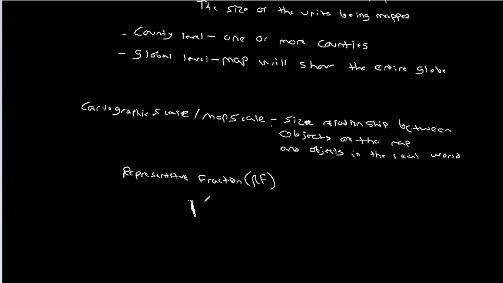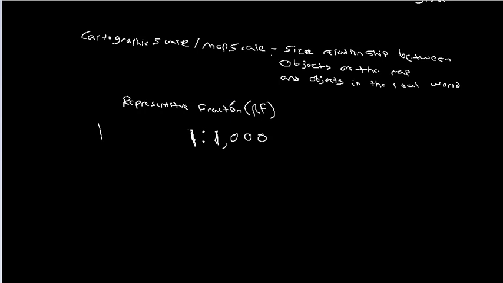I'm going to do this. And then you have a colon, or sometimes it'll be a vertical bar, but usually it's a colon. And then you'll have some other number, say, let's just say 1,000 for ease of use here. And so what will happen with the representative fraction is that we have the two numbers and the colon.